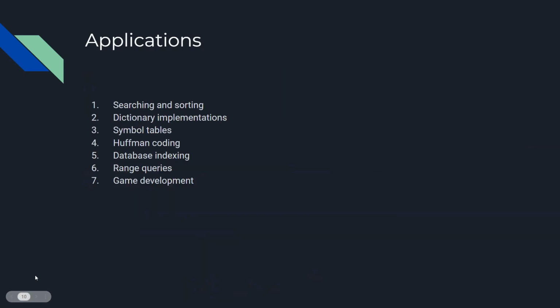Moving on to some applications of binary search trees. Some that we've already talked about are searching and sorting numbers, which is especially useful if you want to determine whether or not a number is contained within a certain tree. Second is dictionary implementations, because in a dictionary, every single word comes before or after another word depending on its order in the alphabet. Therefore, we can easily use a binary search tree in order to depict this relationship.